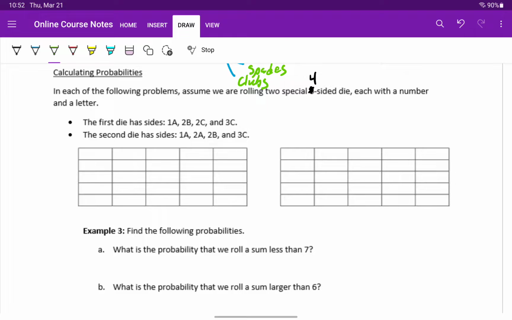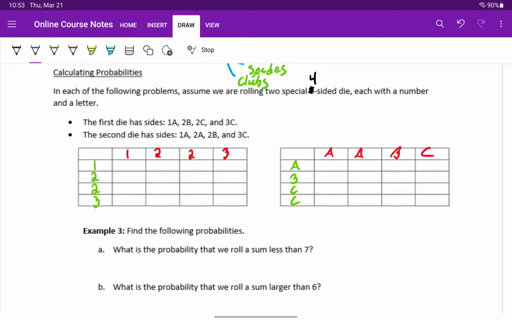So what we're going to do, and this will make sense if you look ahead at the questions we're going to answer, we're going to make one table listing all of our possible outcomes related to the number that we roll, and another table related to all the possible outcomes for the letter that we roll. So the numbers that we have on our first die are 1, 2, 2, and 3. And on the second die we have 1, 2, 2, and 3. Looking at the letters on the first die, we have A, B, C, and C. And on the second die, we have A, B, and C.